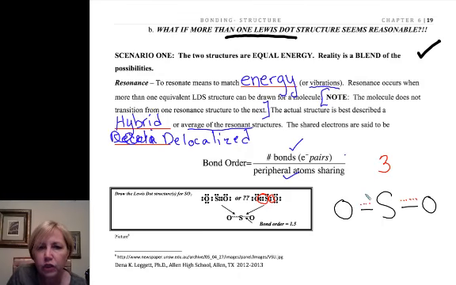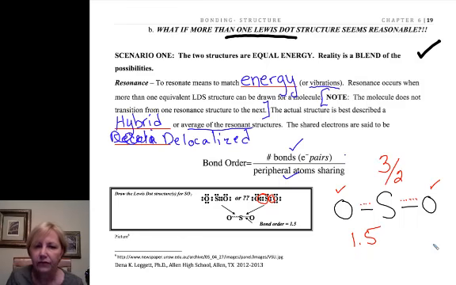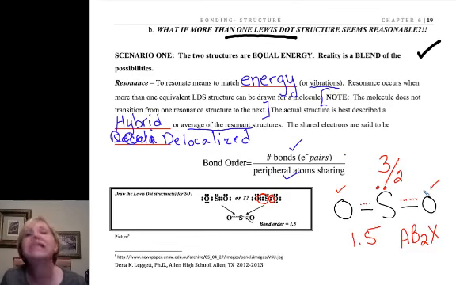Either way we counted, it was 3 bonds. There are 2 peripheral atoms, so we would say that this has a bond order of 1.5. Now there was a non-bonded pair on that central atom, so we're going to call this an AB2X structure. We only count peripheral atoms. We're not worried about how many bonds are in between. We're just counting how many atoms, or this could be a group of atoms, hanging off a center. So that would be called an AB2X structure.